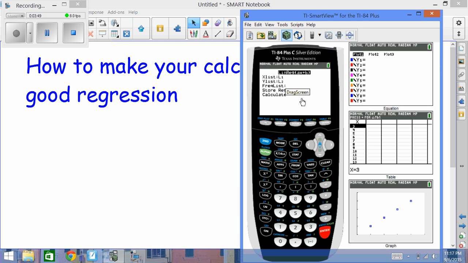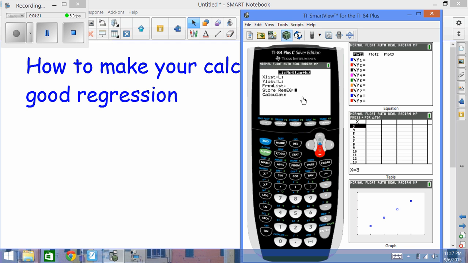We don't have to put anything for frequency list, but it does ask us where we would like to store our regression equation, and this is really cool. You could just have it compute your regression equation for you, or you could tell it to put it in your y equals, so it will graph it immediately for you, and you don't have to translate it from your calculator in one place to your calculator in another place.